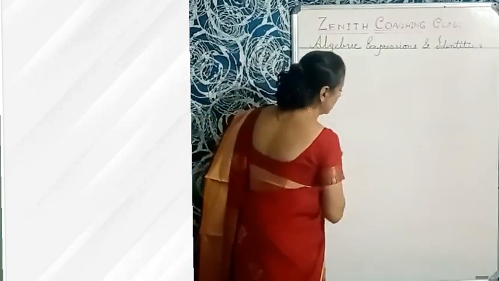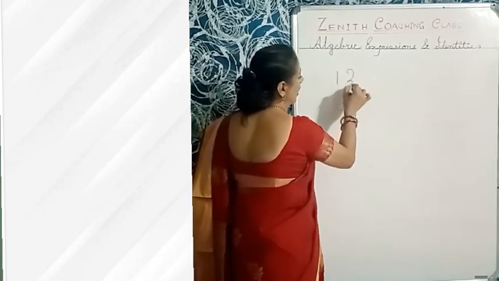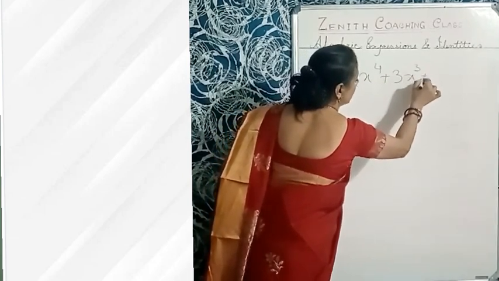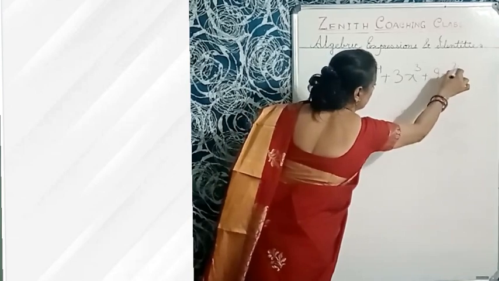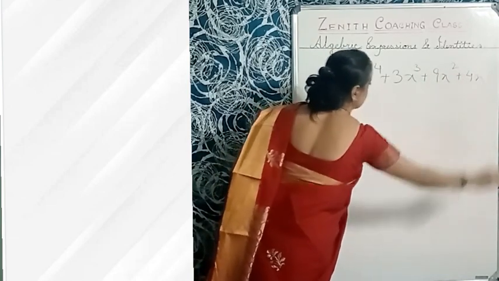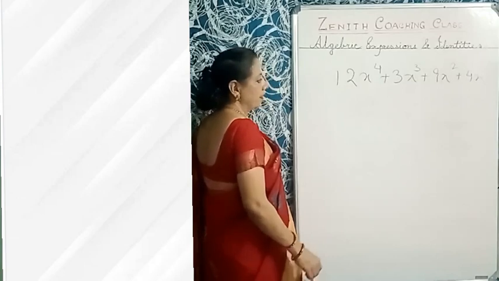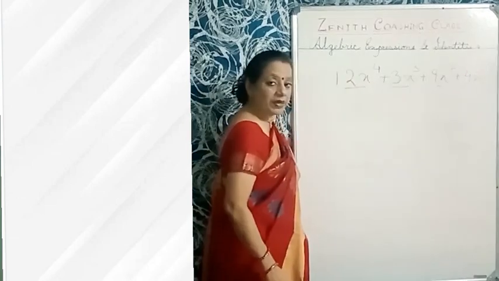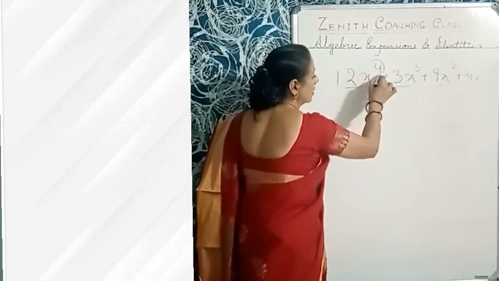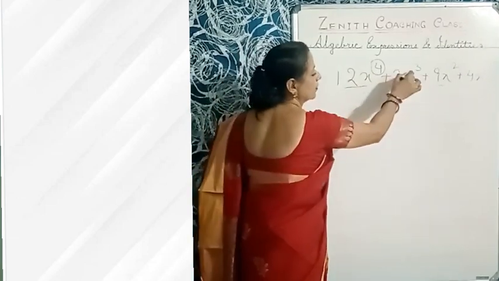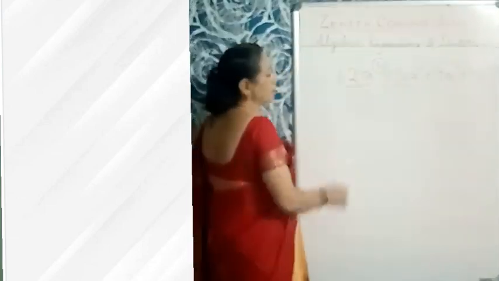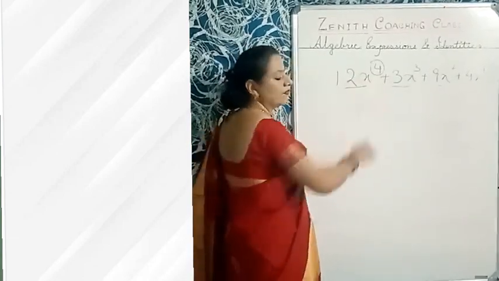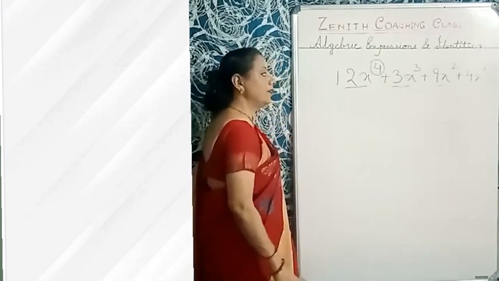Now if I write 12x to the power 4 plus 3x to the power 3 plus 9x to the power 2 plus 4x, what is the degree here? This is a multinomial, the sum of four terms. The degree is the largest power. Here is 4, here is 3, here is 2, here is 1. So the greatest number is the degree. It is a multinomial of degree 4.